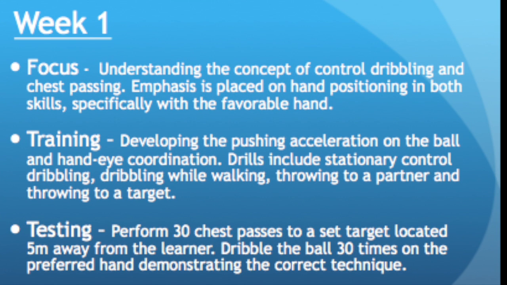The aim of the first week is for the learner to understand the movement patterns and concepts of the control dribble and chest pass. Emphasis is placed on hand positioning in both skills, specifically with the favourable hand. In week 1, the learner needs to understand that the key teaching points can be altered to produce a different outcome. The learner should be able to pass the ball to different areas on the court effectively, from both short and long distances. The learner should be developing the pushing acceleration on the ball and improving their hand-eye coordination.